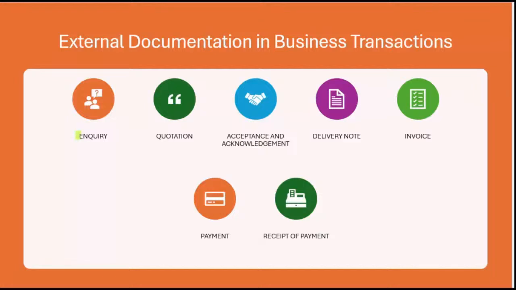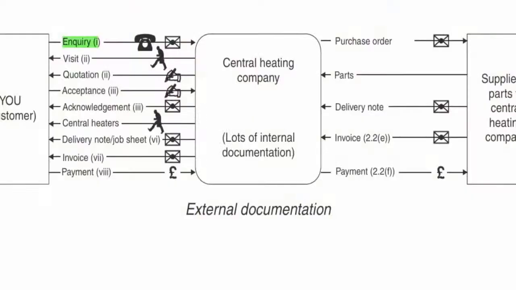1. Inquiry document. The first form of external documentation is the inquiry, which is generated when you contact the central heating company. This can be done via phone or written communication, letter or email. The purpose of the inquiry is to ask for information about the installation, and it sets the process in motion. Scenario: you reach out to the company to inquire about their services, either over the phone or by sending a letter or email, requesting details about the installation process.